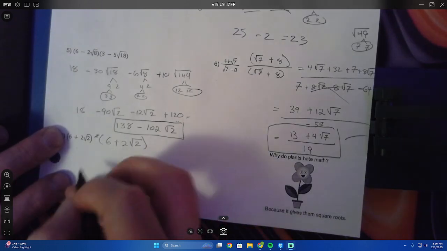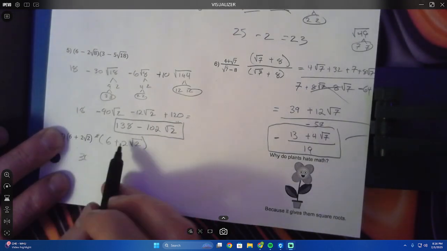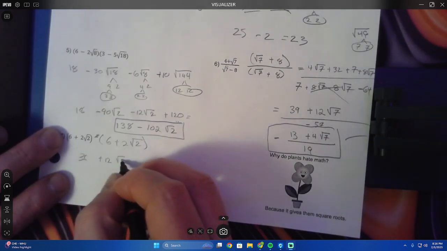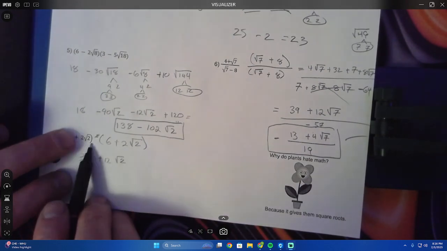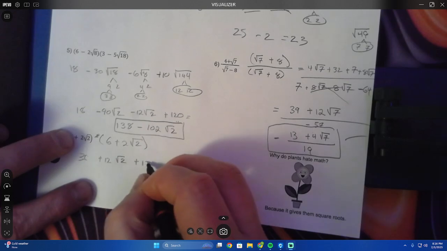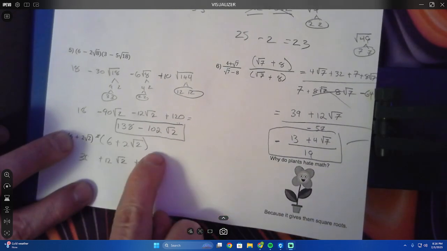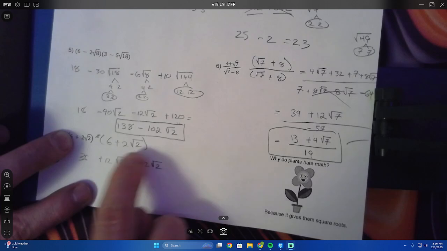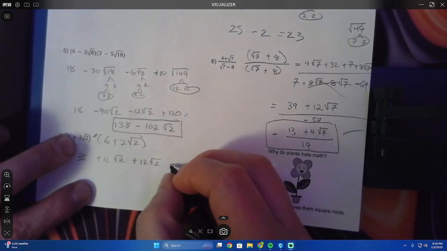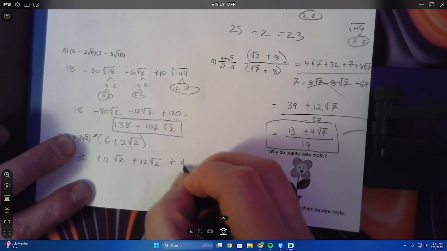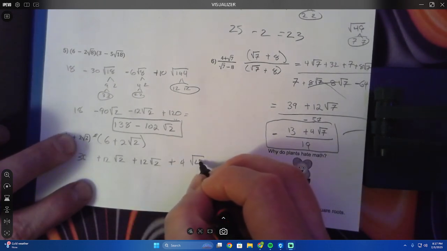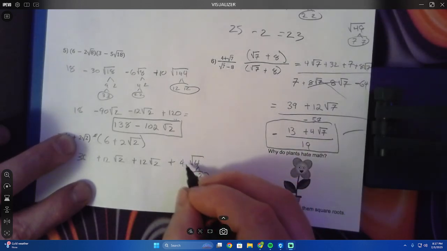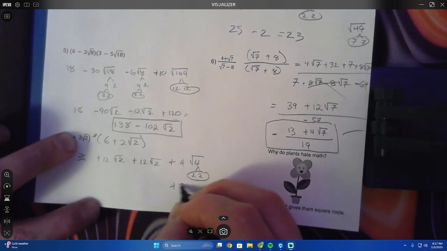First I do 6 times 6 is 36. Then I do 6 times 2 root 2. 6 times 2 is 12, so plus 12 root 2. Next, I do 2 root 2 times 6. That's again another plus 12 root 2. And lastly, I have 2 times the square root of 2 times 2 times the square root of 2. So the numbers out in front are 2 times 2 is 4. And now underneath the radical is 4 as well. I can simplify this last one. 2 and 2 gets multiplied, and I would write that last term as plus 8.